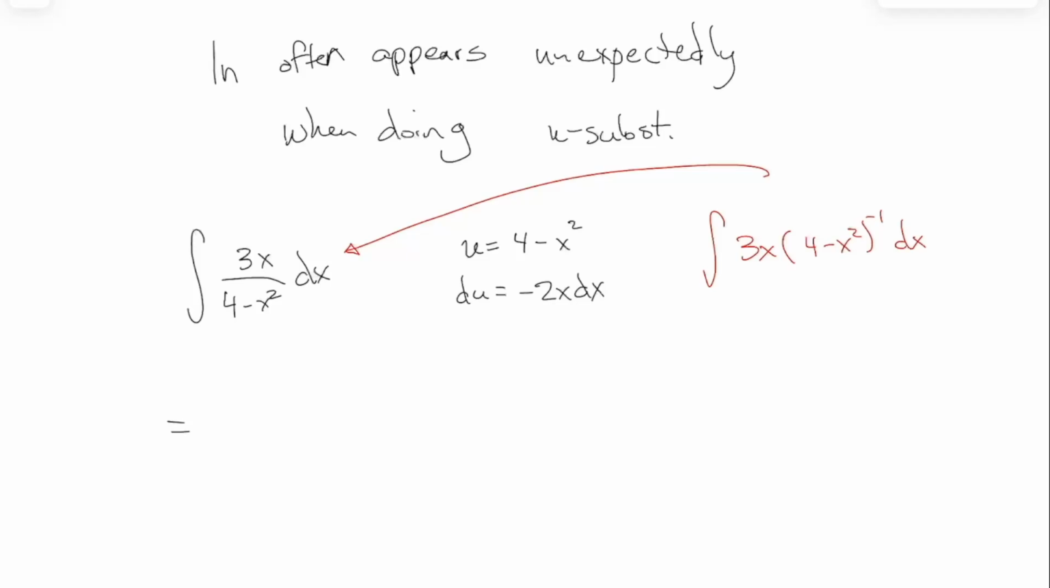So now, du is -2x dx. I will, as usual, divide this constant onto the other side. -1/2 du equals x times dx. So when I write this, what I see is 3x over u dx.